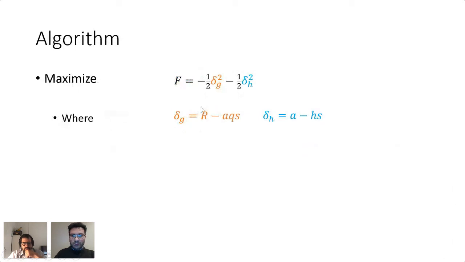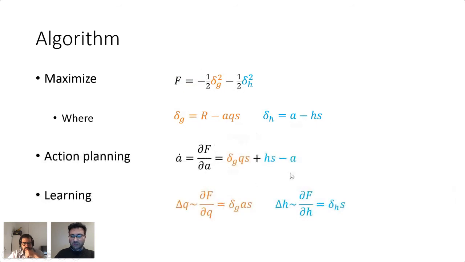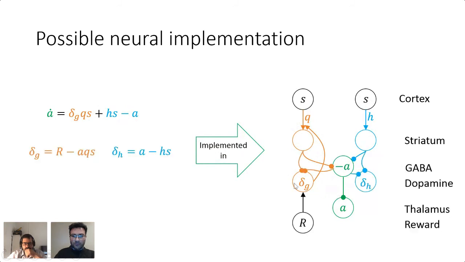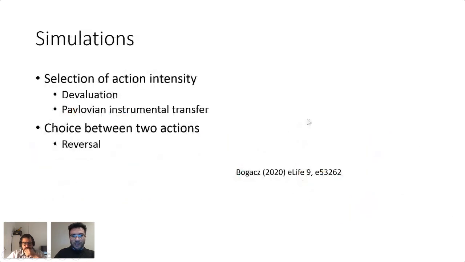For such a probability distribution, this objective function just involves two terms, which are the squared prediction errors for the goal-directed and habitual systems. And we can obtain simple expressions for the update of action intensity and of the parameters. The key elements of this algorithm naturally map onto the basal ganglia anatomy. For example, the prediction errors can be computed by nodes corresponding to dopaminergic neurons, and they modulate the excitability in the goal-directed system to facilitate action planning and trigger the plasticity of the synapses encoding parameters of the model. This model has been simulated in many paradigms, and you can see the details in a paper describing this framework.